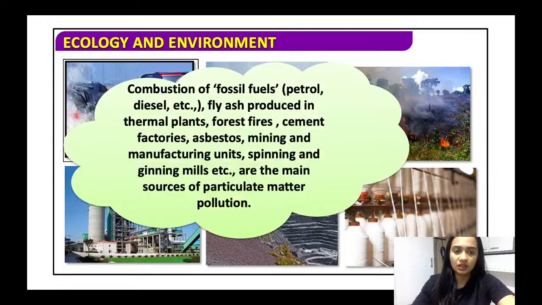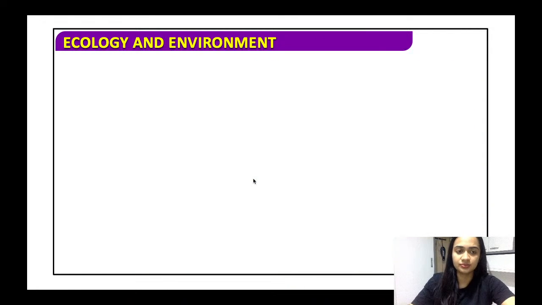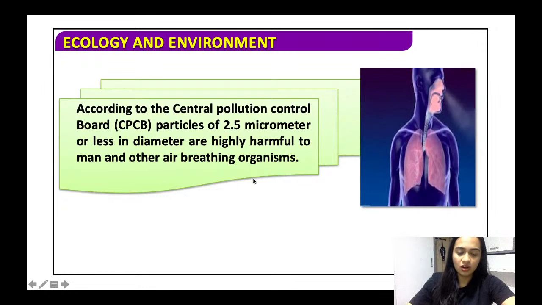So combustion of fossil fuels, that is petrol, diesel, fly ash produced in thermal plants, forest fires, cement factories, asbestos, basically all factory mining activity, manufacturing units and everything leads to the suspension of particulate matter, which in turn will lead to air pollution.